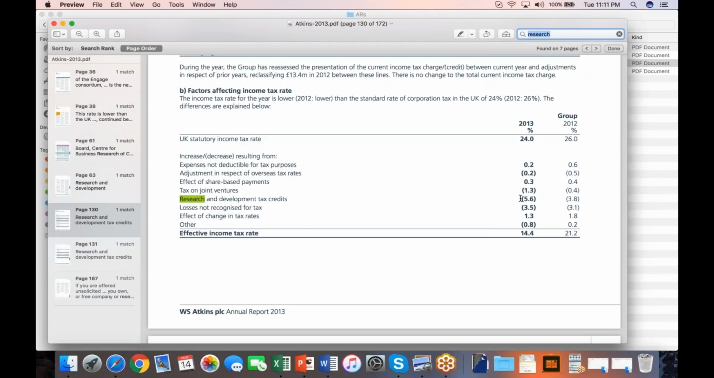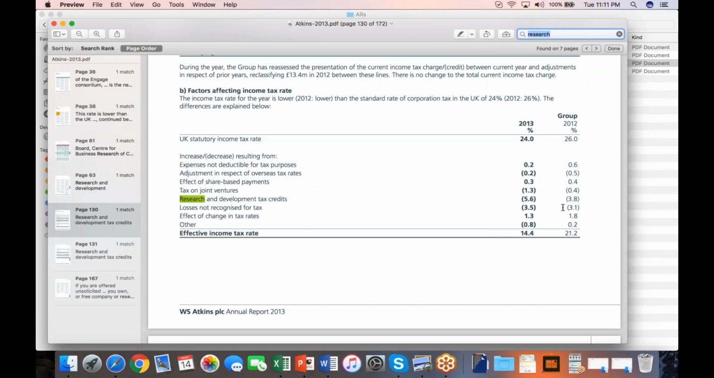So this is the amount of money which Atkins was clearly able to save, that has improved their bottom line. Now, how did I calculate this? This is not 5.6 million. This is a percentage. How have I calculated this? If you keep in mind that their tax is 14.4%, and the saving is 5.6%.